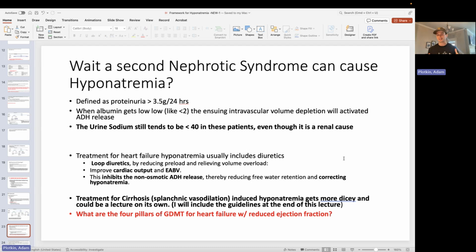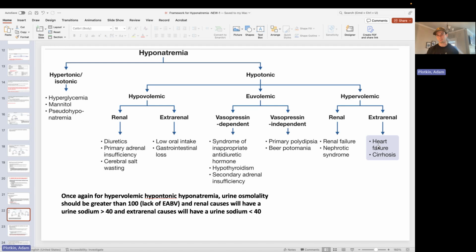But the key here, where things can get a little murky, is that nephrotic syndrome is a renal cause. So in our framework, we're putting nephrotic syndrome as a renal cause. The problem is nephrotic syndrome at its core, the pathophysiology, is destruction of the glomerular basement membrane and the podocytes. The tubular system is usually intact in nephrotic syndrome. So the tubules are able to hold on to sodium. So in this case, there's a lack of forward flow. It's hypervolemia, right?